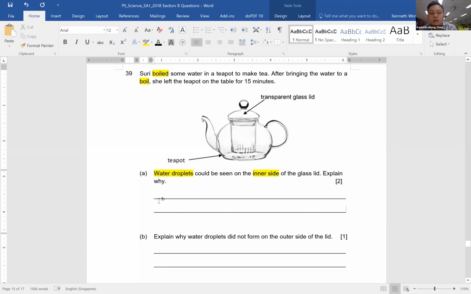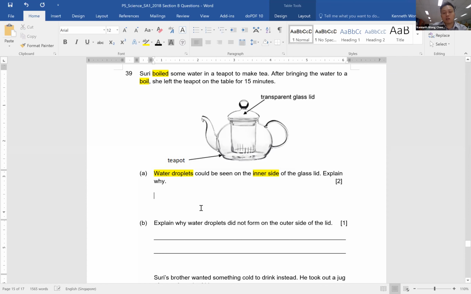Okay, so explain why. First of all, identify that they are water droplets, right? And where did the water droplets come from? Don't tell me they splash, huh? If they splash, there will be tea droplets, not water droplets. The hot water evaporated into hot water vapor due to the heat. Thus, water vapor condensed on a cooler surface, which was the glass lid.